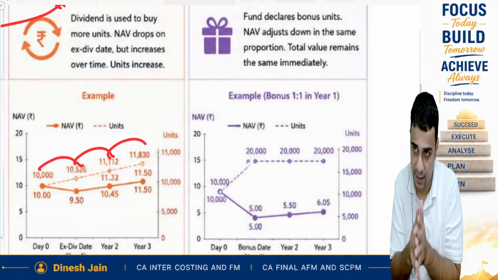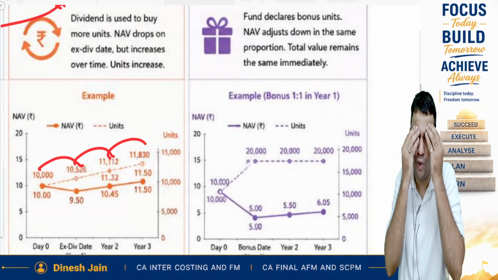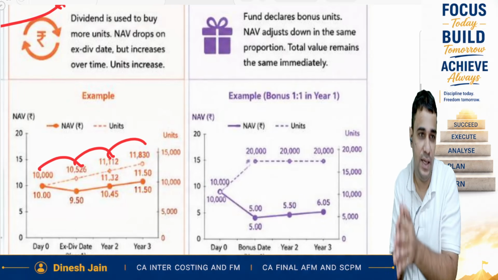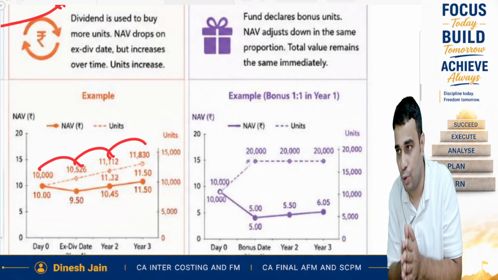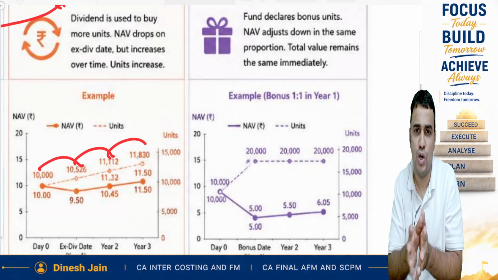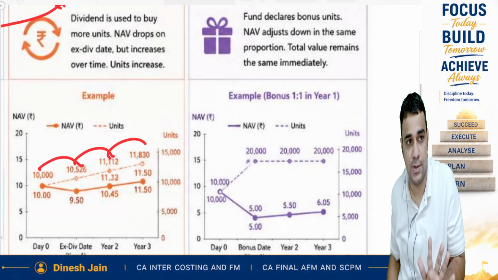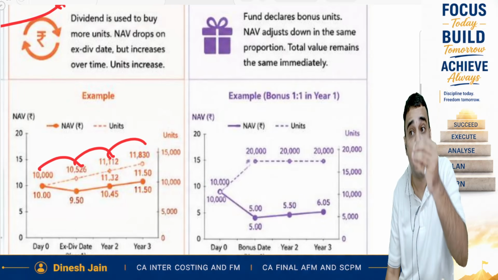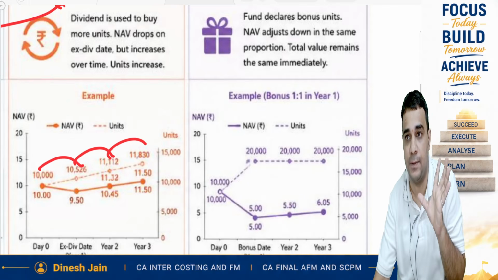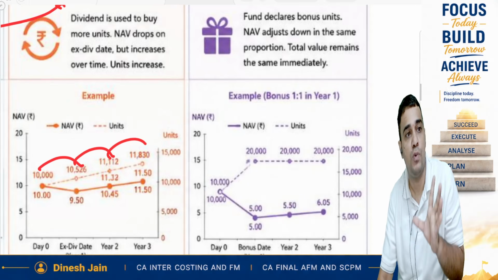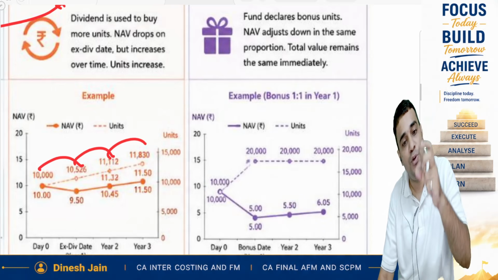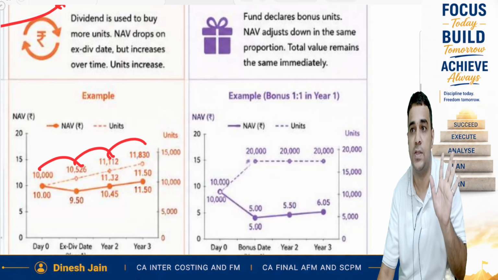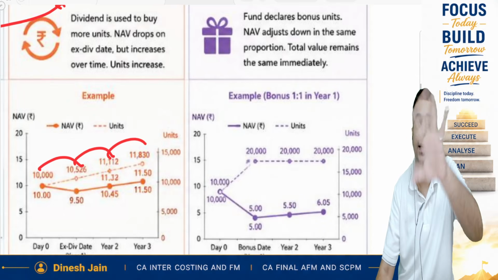In the end, whether you do bonus plan, payout plan, reinvestment plan, or growth plan, all the 4 should give almost similar returns, because return does not come based on the plan. Return comes out of where the mutual fund is investing. And the mutual fund invests for all the 4 at the same place. There is nothing like separate investment.